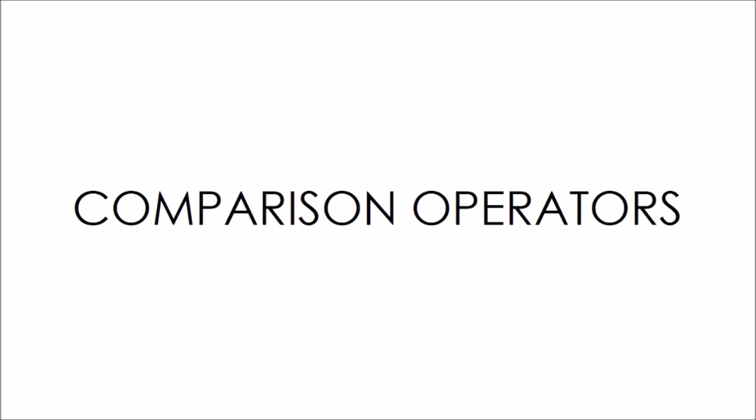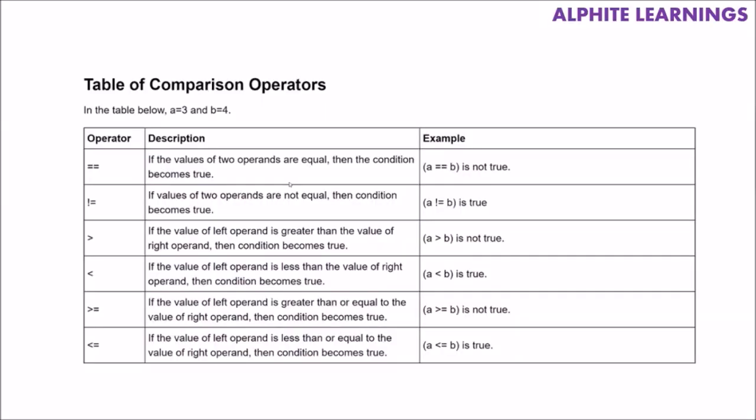Okay. So let me just ask you, what is meant by comparison operator? Comparison operators are used if you want to compare two variables. Suppose you have some variable a, and another variable b. If you want to compare those two variables, you will be using comparison operators. Let me guide you through some basic comparison operators.